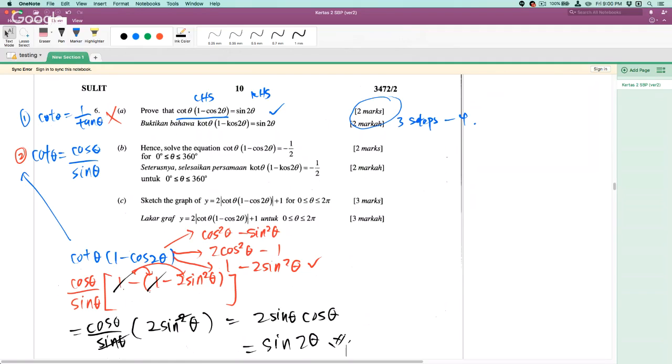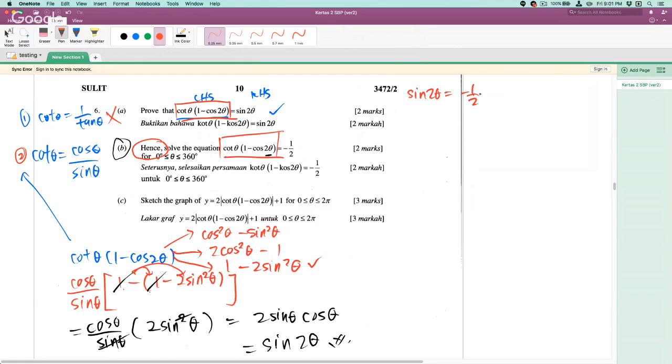Okay, so let's move on to the second part, part B. Part B is a little bit different, because I see 2 theta here. Anyways, if you see carefully, you will find out this equation is totally the same as this equation. And you see the word 'hence' here. When you see the word 'hence', it means you have to use the information above. So therefore, I know the whole thing equals sine 2 theta. So I can say sine 2 theta equals negative half.